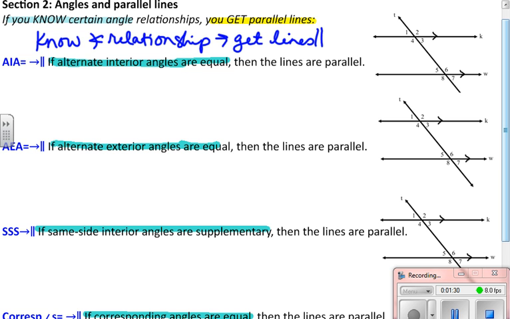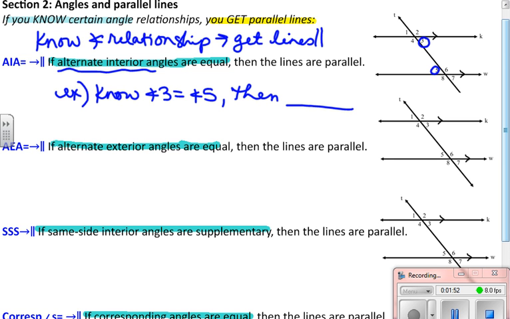So let's look at this. If the alternate interior angles are equal, then the lines are parallel. So if you know alternate interior 3 and 5, so for example, you know angle 3 equals angle 5, then you can say your conclusion that this line is parallel to this line, that K is parallel to W, and this is your transversal creating those. And that is the same all the way down this list.